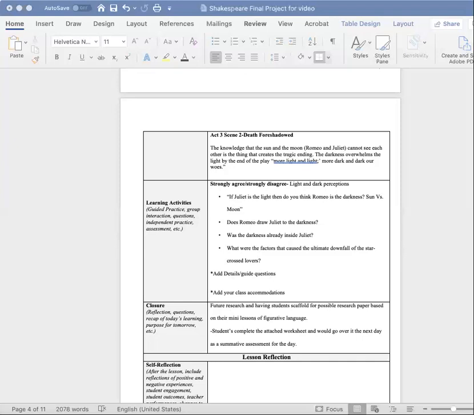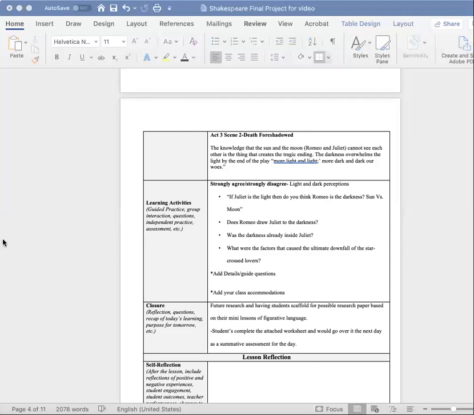which is Death Foreshadowed. The knowledge that the sun and the moon, so Romeo and Juliet, cannot see each other is the thing that creates the tragic ending. The darkness overwhelms the light by the end of the play. "More light and light more dark and dark our woes."